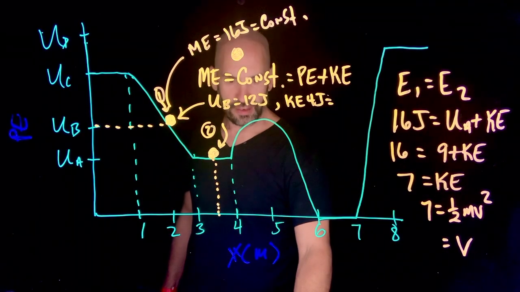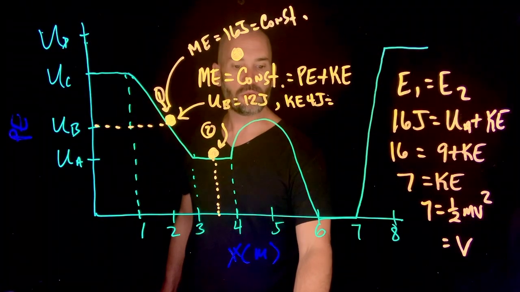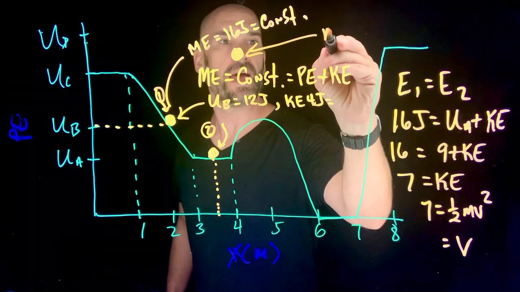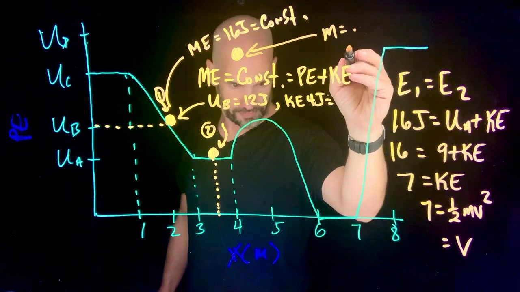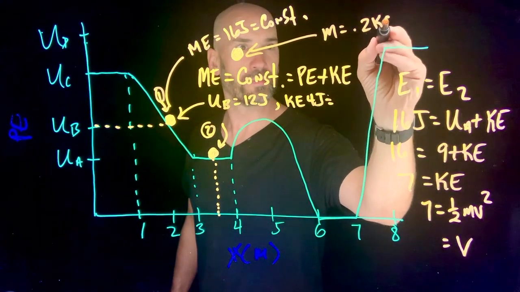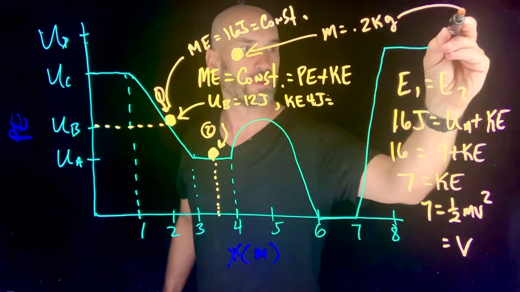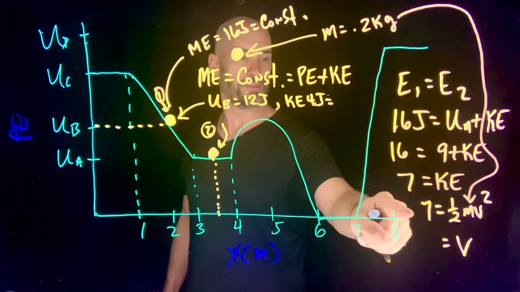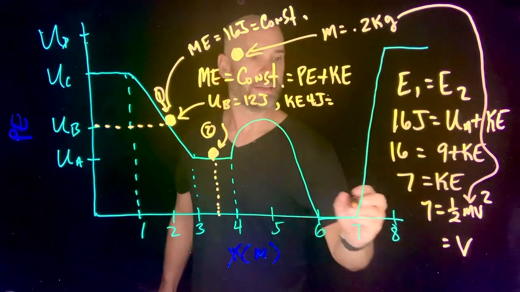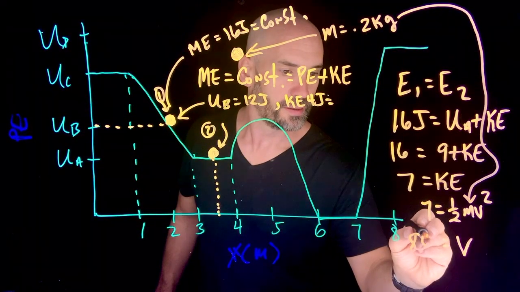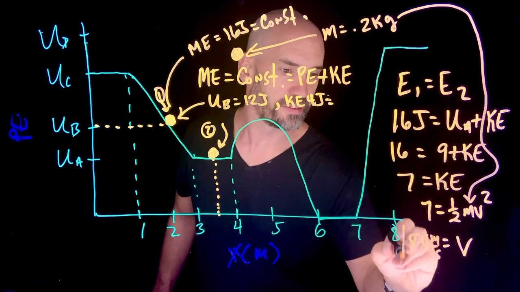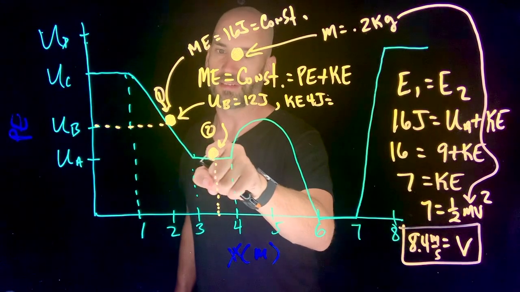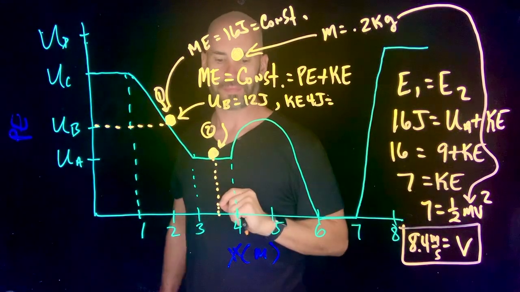Now the problem tells me that it's a 0.2 kilogram ball. So m equals 0.2 kilograms. I just put in that mass right over here, I multiply by my 2, I take a square root, and I get 8.4 meters per second. That's the speed of the ball as it rolls down this hill, down into this little valley right here, okay?